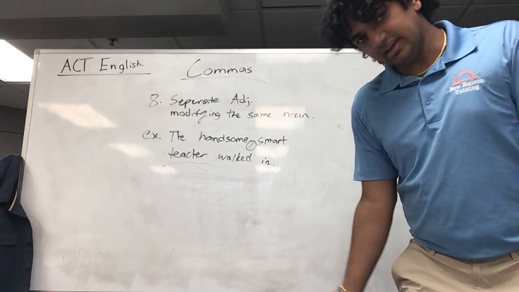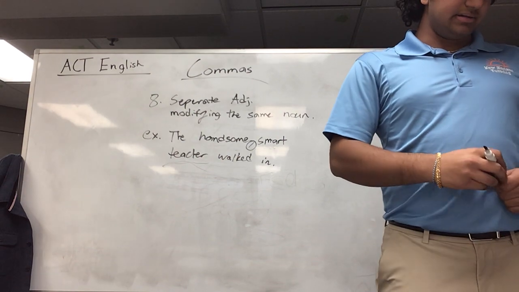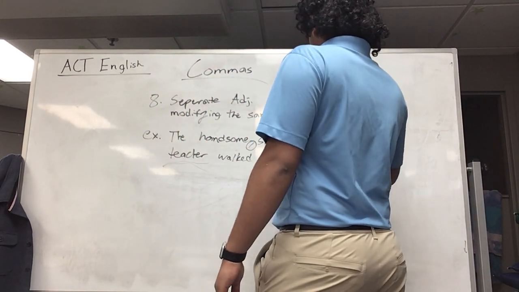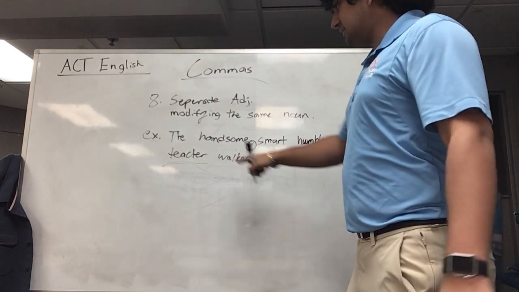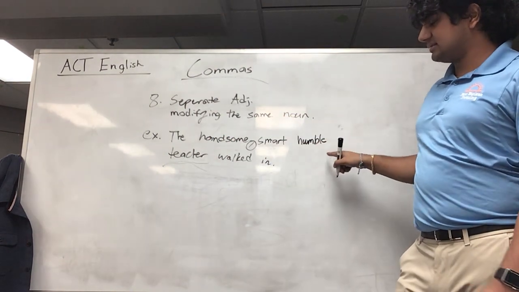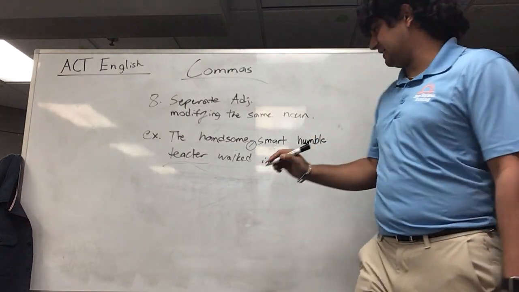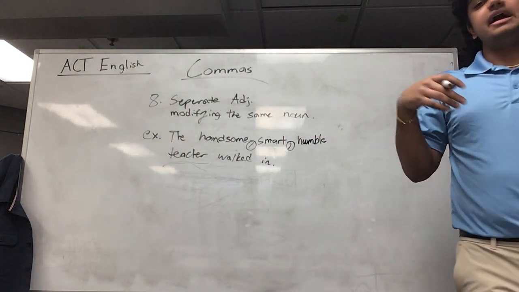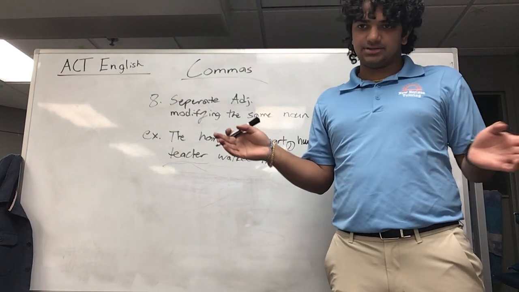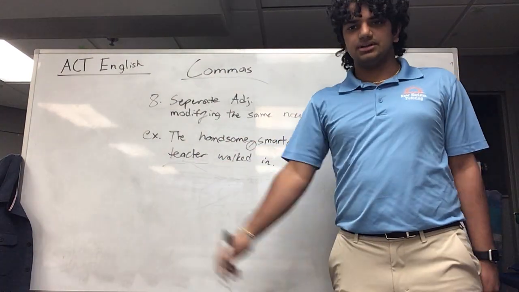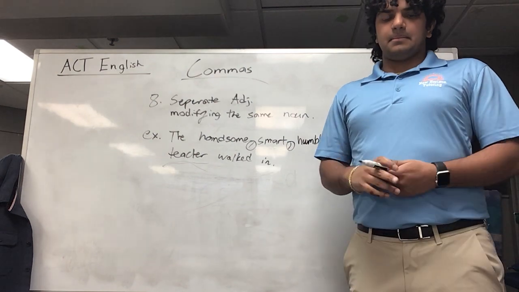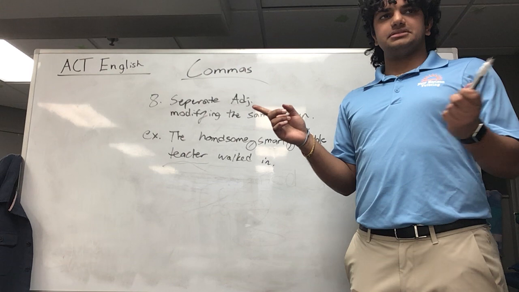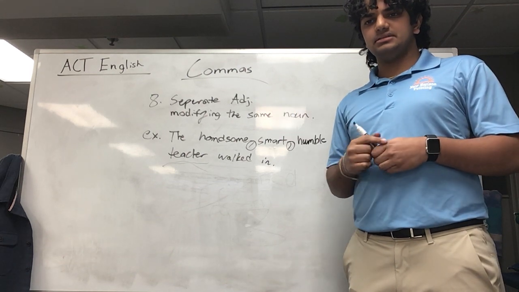Let's say you're still not done raving. Maybe you want to add another one. Let's say, humble, because that one's definitely true. So now if we have three adjectives, the rule still holds the same. You're going to put a comma in between each and every adjective that describes the same noun. If they're describing different things, then this is not true. But since they're all describing the teacher, you're going to use commas in between each of the adjectives. Does that make sense for you guys? Does that make sense online?